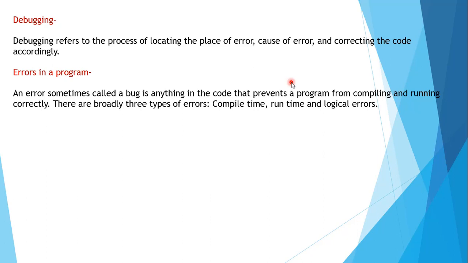So that is the difference between compiling and running. When you are running, at that time you are going to get the output. At the time of compilation, you are not getting any output. You are just checking the code, whether it is proper source code or not.